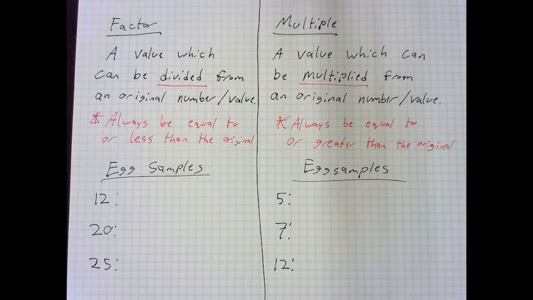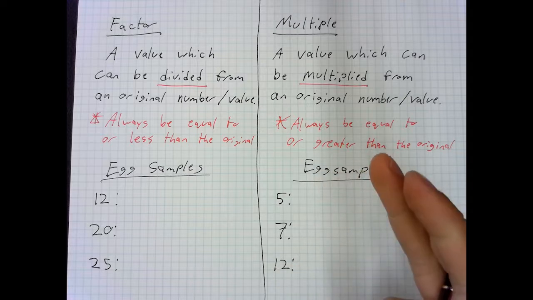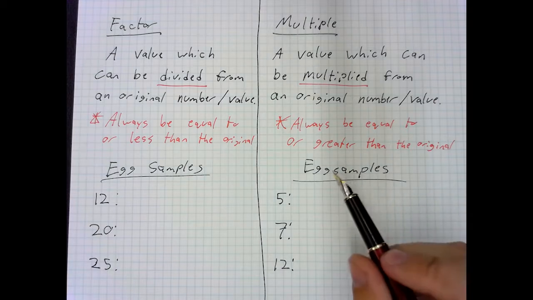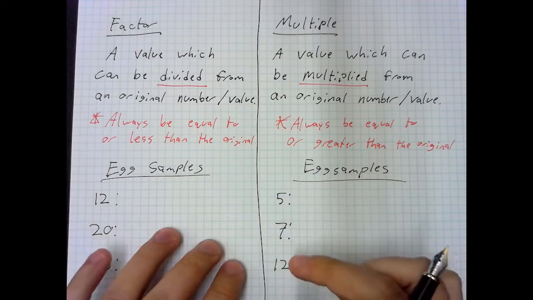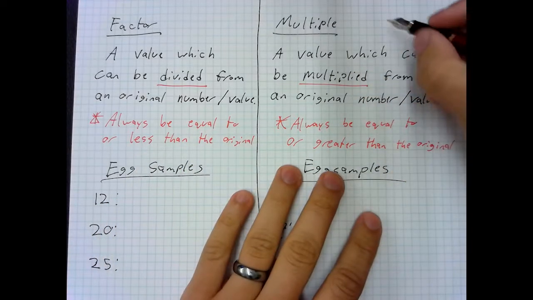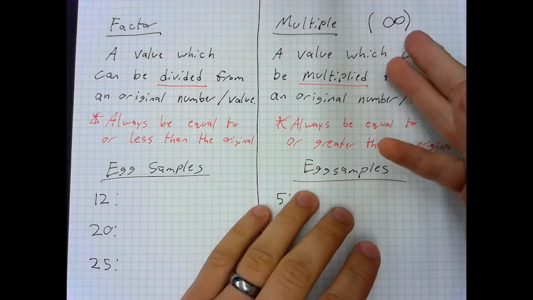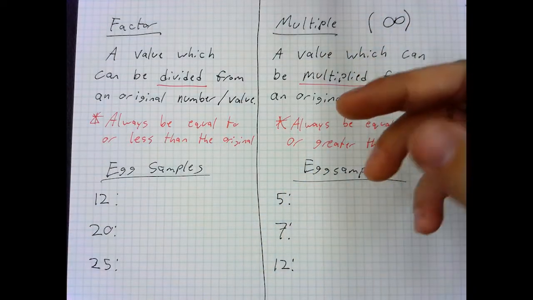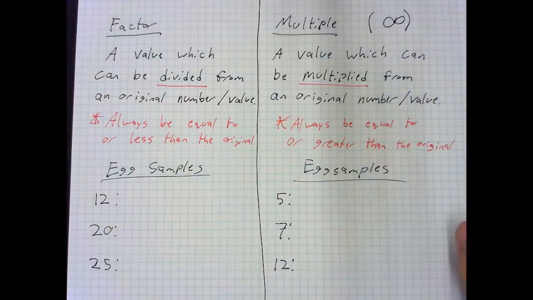The examples we're going to go with, for the factor side, we're going to find all the factors of 12, 20, and 25. For multiples, a little bit different. We're only going to find the first few multiples of 5, 7, and 12. The reason we are only going to find the first few multiples is that multiples are infinite. They will go on and on if we let them. So for multiples, you are never going to be asked to find the greatest multiple because there is no greatest multiple. It's going to keep going, and there's just not enough time in the world to reach the greatest common multiple.